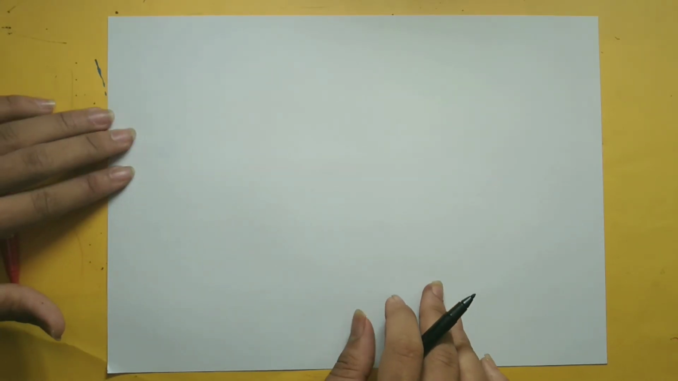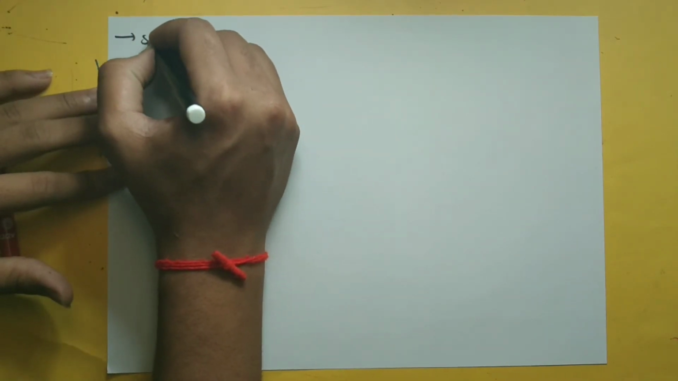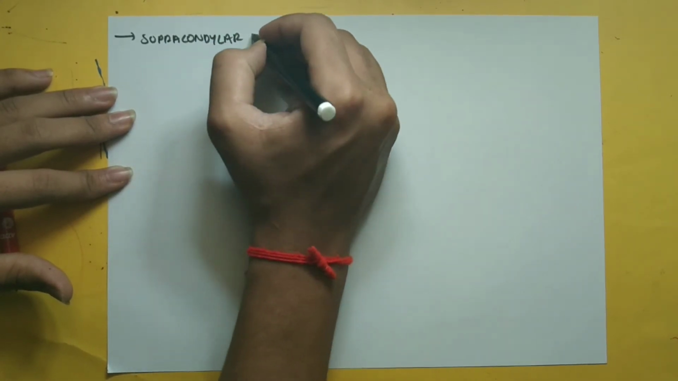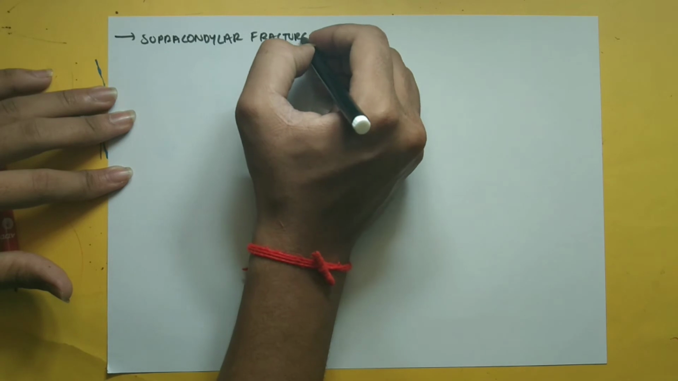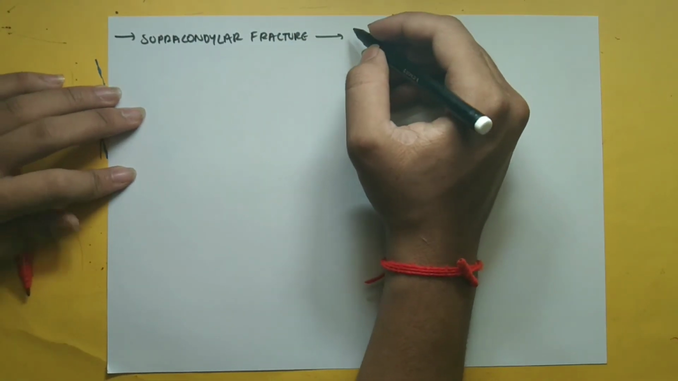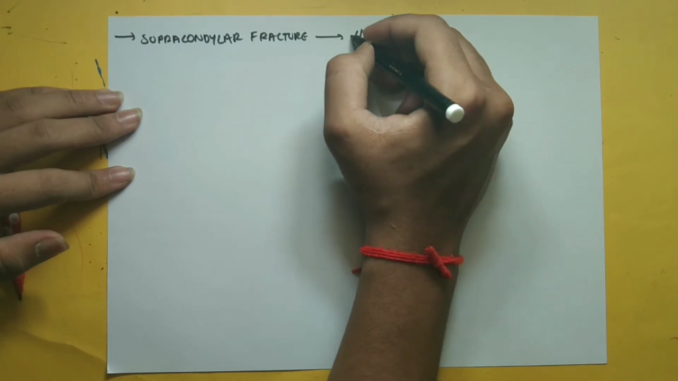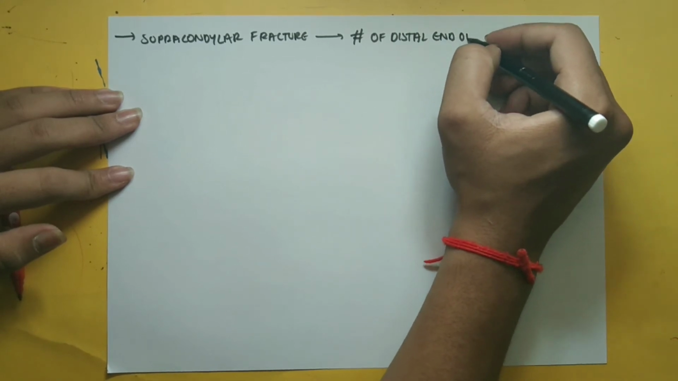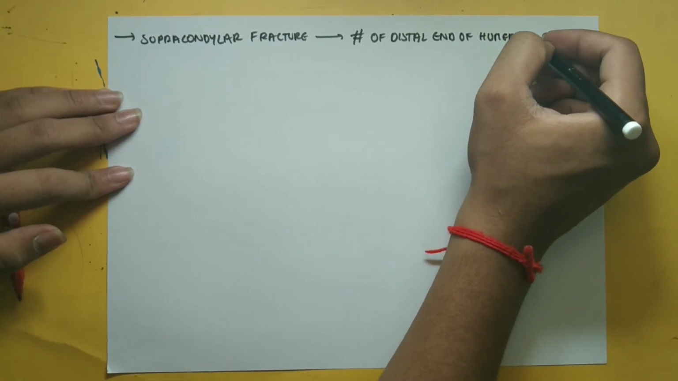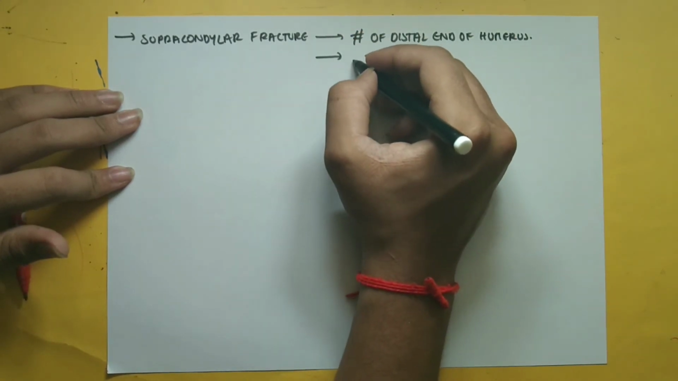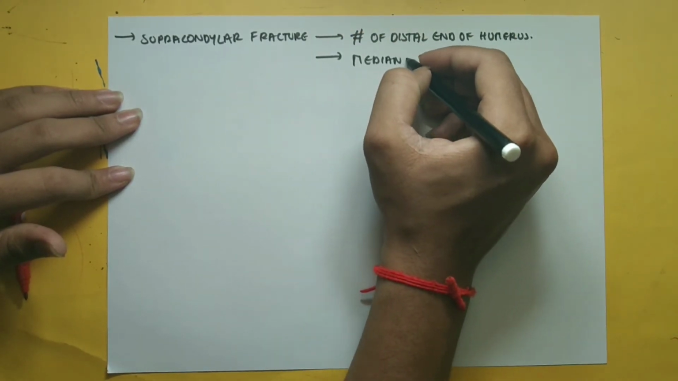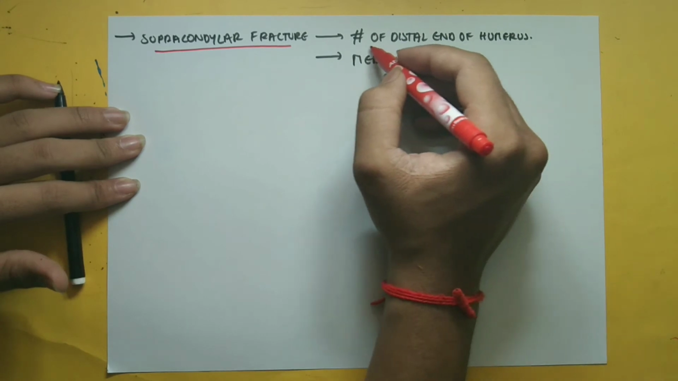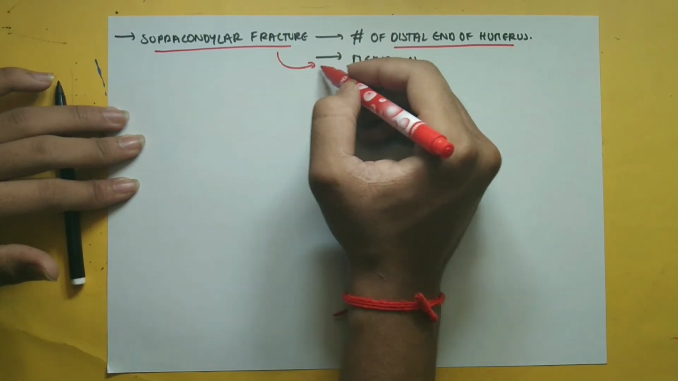Okay. Then what's a supracondylar fracture? This is the fracture of the distal end of the humerus. So what does it do? It damages the median nerve. The supracondylar fracture is a fracture of distal end of humerus, and what it damages? The median nerve.